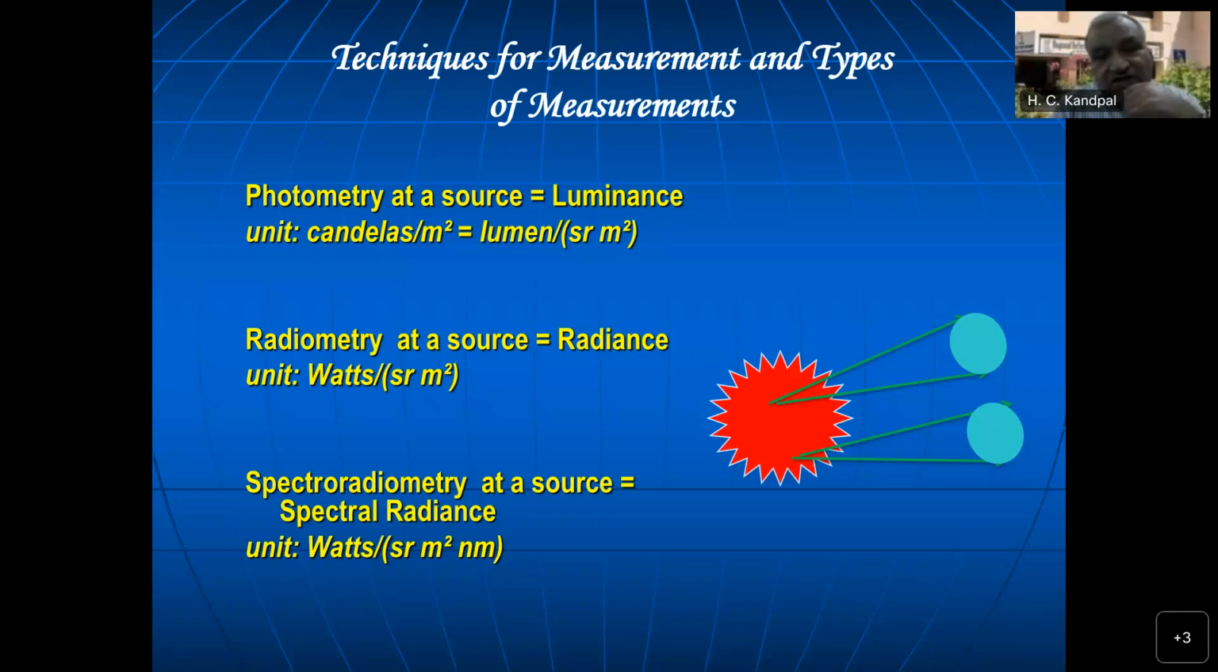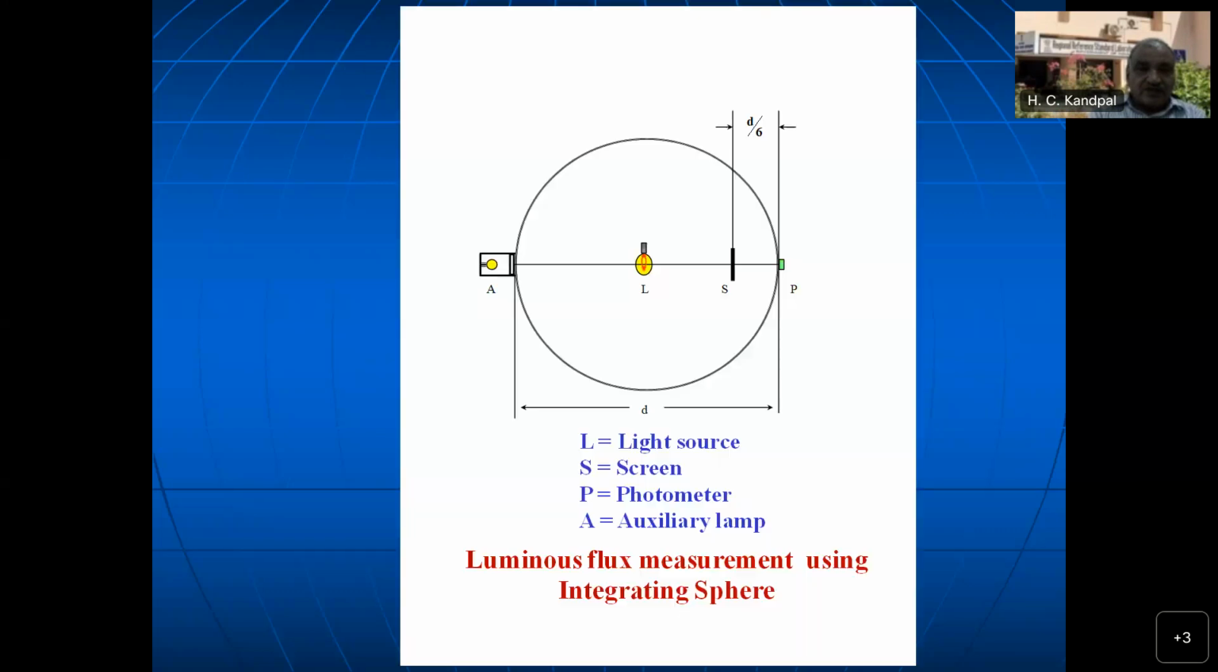And its radiometric counterpart will be radiance. Therefore, luminance is, from a particular area of the surface, how much luminous flux is coming. On the other hand, if it is from a point source, this will be candela. So radiance is the radiometric counterpart of luminance, and the spectral component, of course, as defined by me earlier. Now, how to measure luminous flux?